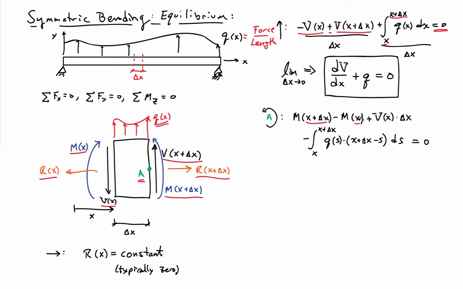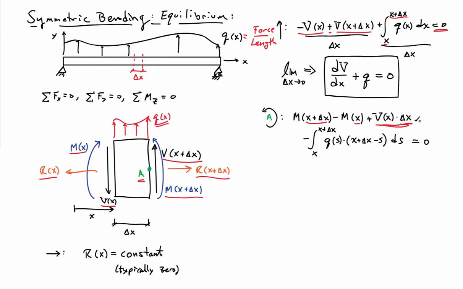And then because the shear force at x plus delta x passes through A, there's no lever arm for that shear force, but the lever arm for the shear force from the left side is delta x, so I have this moment v times delta x in my equation. And then I need to calculate the moment associated with the distributed load.